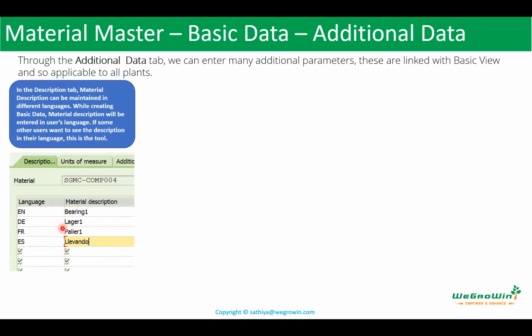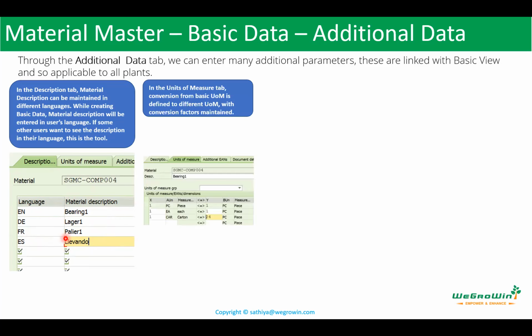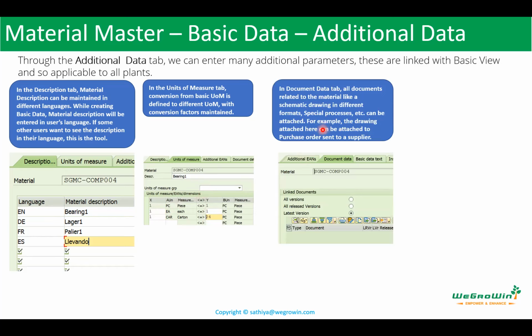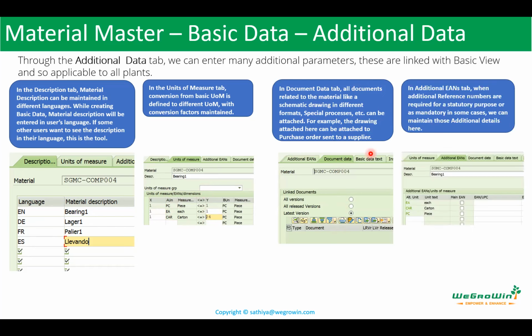That is one thing, the description language, that is a short description. And then units of measurement. Here we can define one piece equals, like one carton equals 24 pieces. Those kinds of conversions we can maintain here. Another thing is the document tab, where all the documents related to materials can be attached, provided you are using the document management system. And then additional details like the EAN details can be attached here. Whatever details we want to attach, we can maintain them.